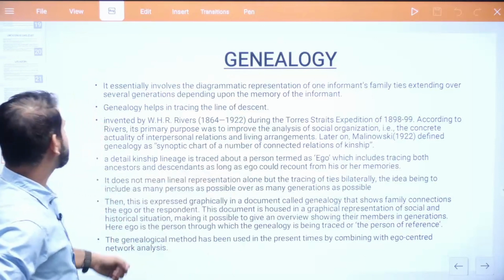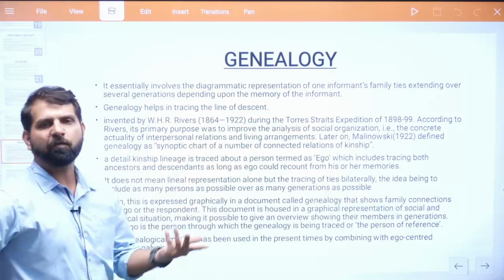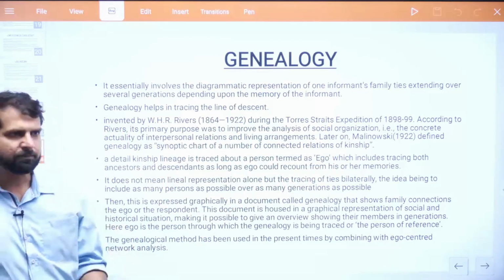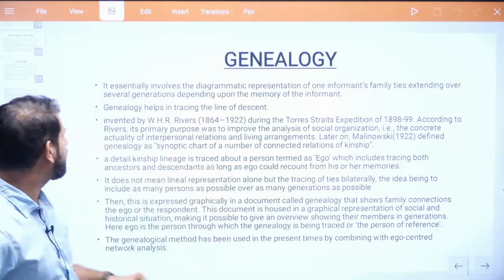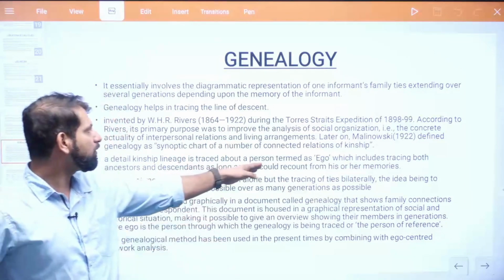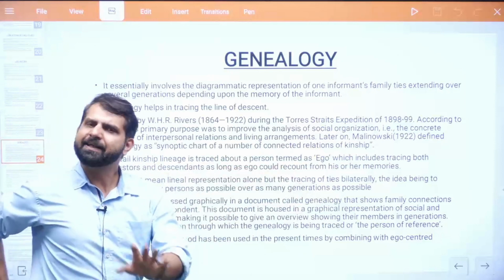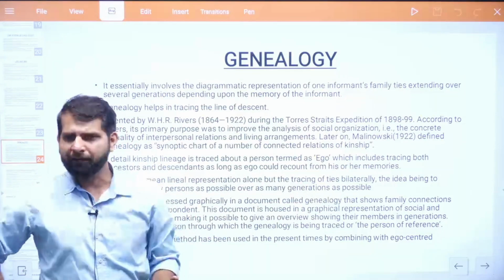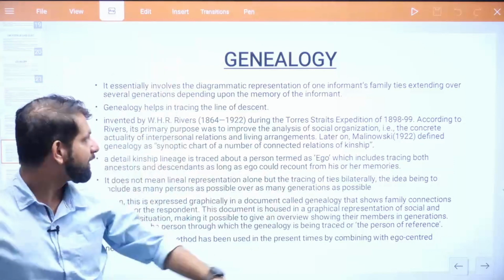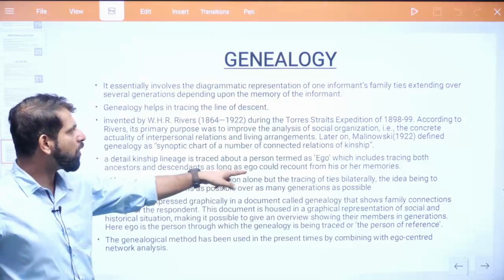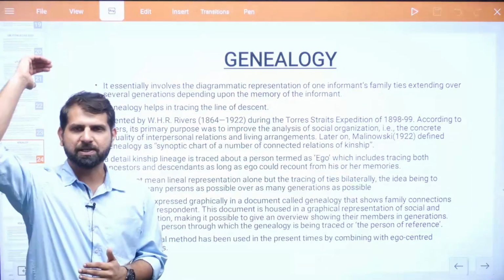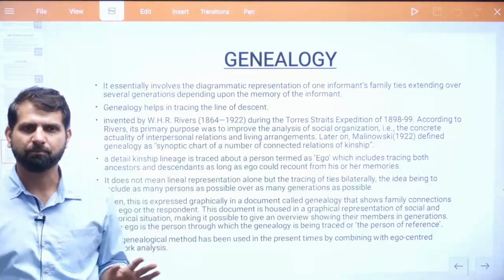And Malinowski defined genealogy as a synoptic chart of a number of connected relations of kinship. Okay, simple. You have a chart for that, which we call a genealogical chart. For Malinowski, it was more about a kinship chart, as we call it. So in genealogy, kinship lineage is traced from a person who is called ego. Ego is a neutral person here. It can be a female, it can be a male, but we take ego as a neutral individual, from which the lineage is traced through lines of father, through lines of mother, tracing both ancestors and descendants as long as ego could recover. So people who are your descendants as well as your ancestors, whoever you can recall, they are traced by drawing a synoptic chart.